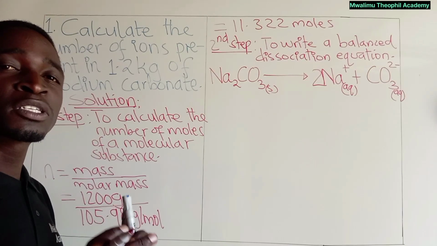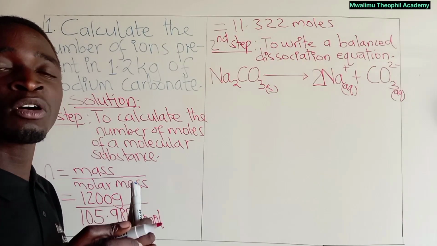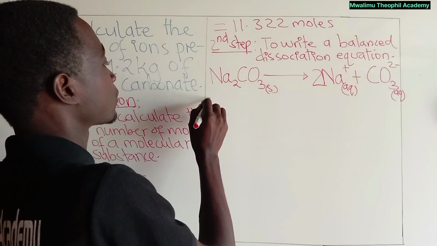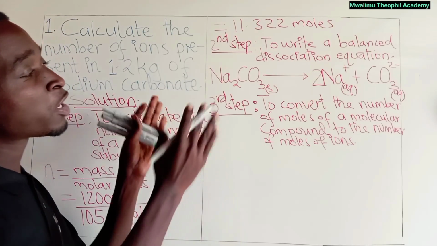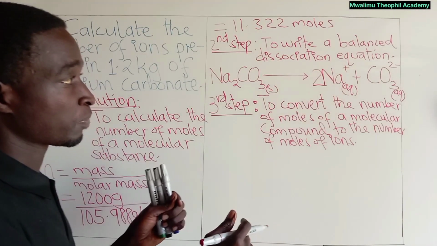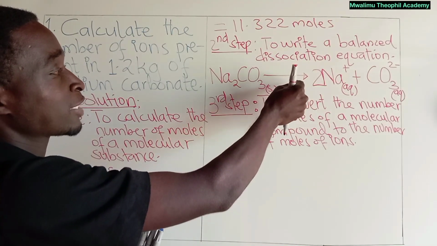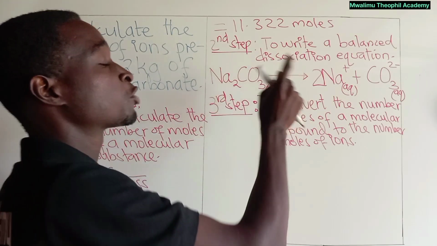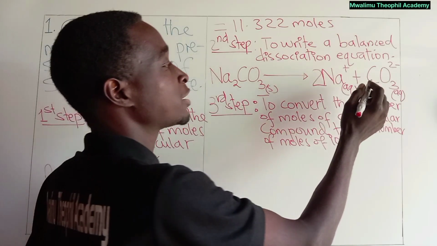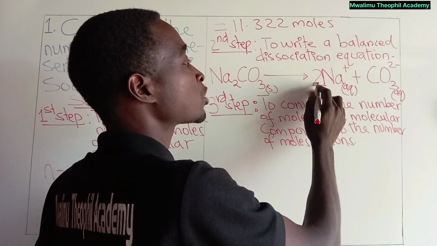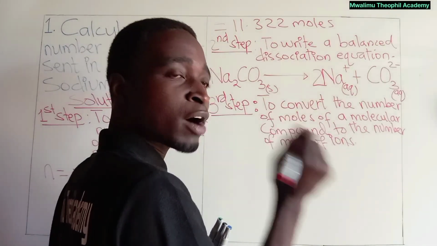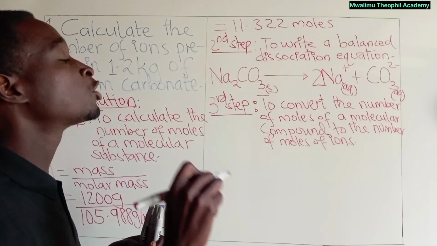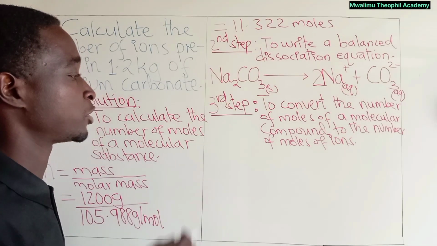The third step involves the conversion of the number of moles of a molecular substance to the number of moles of ions. To make this possible, we use the mole ratio from a balanced dissociation equation. From a dissociation equation, we find that 1 mole of molecular sodium carbonate dissociates completely to give 3 moles of ions. As we find here, we have 1 mole of carbonate and 2 moles of sodium, so it makes 3 moles of ions.